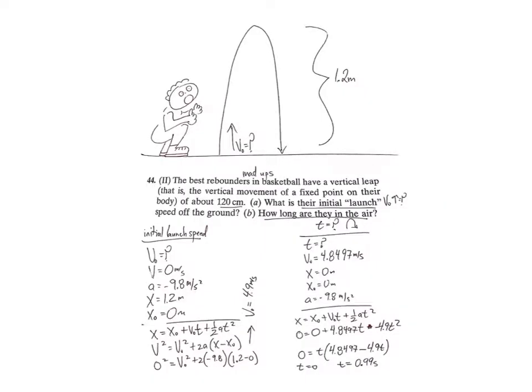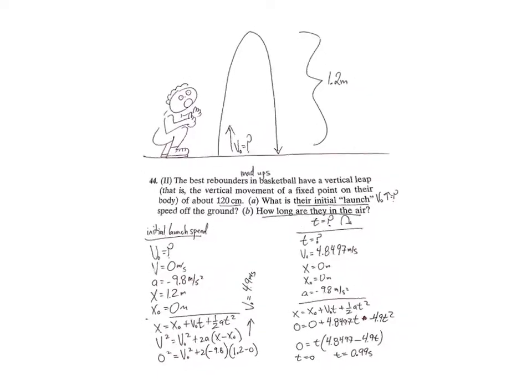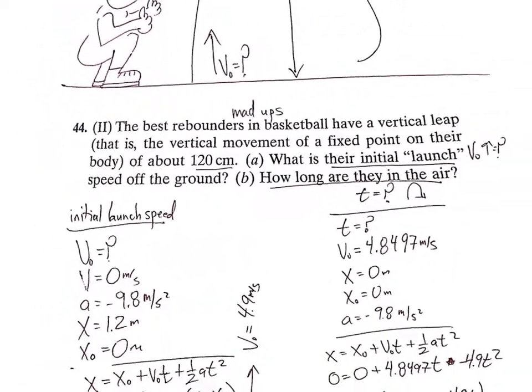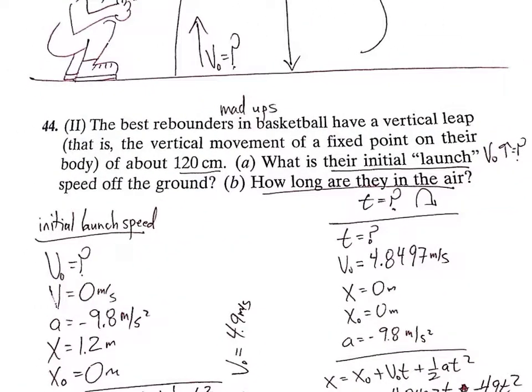So 44, and here we have a basketball example. There's your physics teacher trying to have mad ups, which he doesn't. So 44: the best rebounders in basketball have a vertical leap, that is vertical movement of a fixed point on their body, meaning how high can they jump, of about 120 centimeters, aka 1.2 meters. So what's their initial launch speed, so initial vertical velocity, and how long are they in the air?